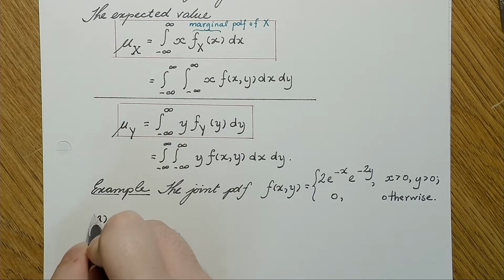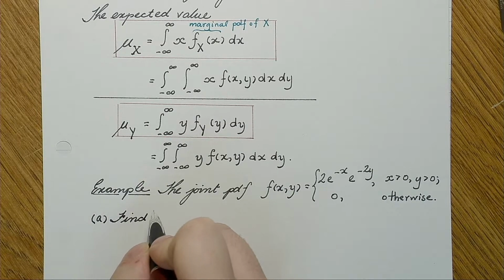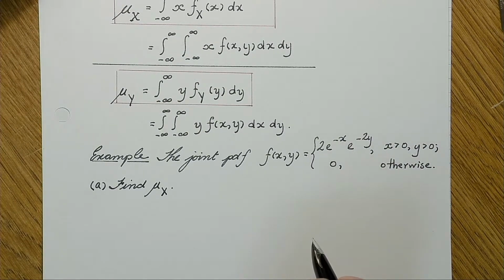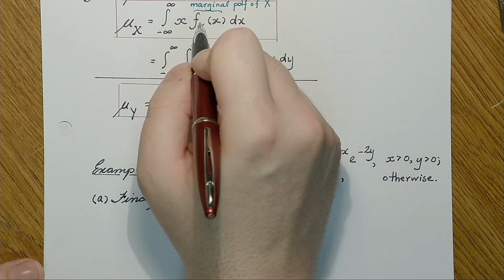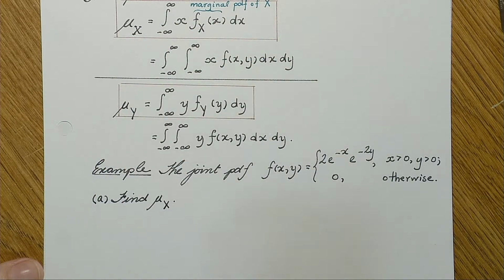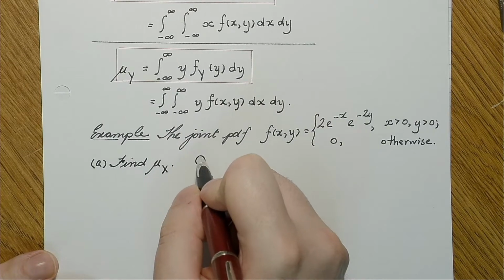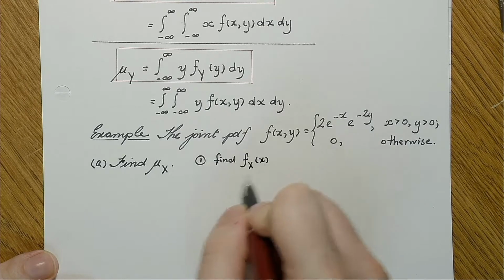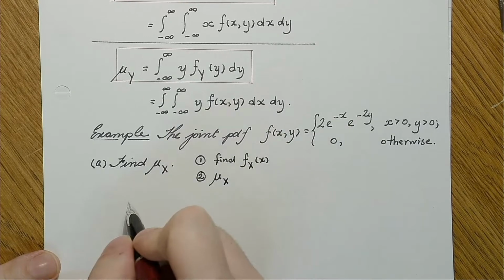So for part A, it's find mu of x. To do this, we'll do this in two parts. Again, I need to find the marginal PDF first, and then I'll calculate the expected value. So again, those are kind of like my steps. I have to find the marginal and then calculate that.